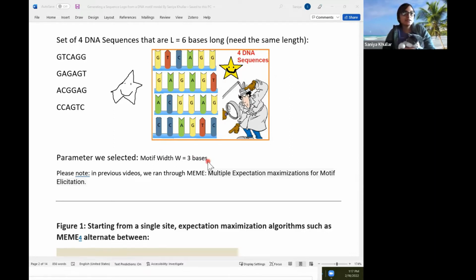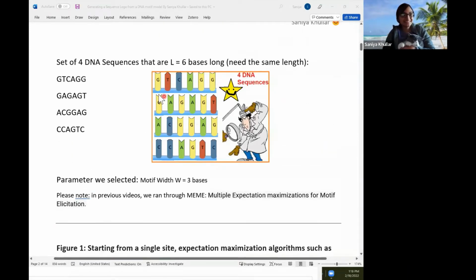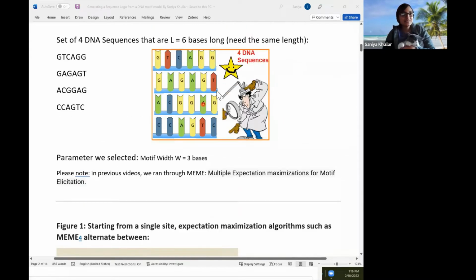But in this case, we chose the motif width of 3 bases. So we wanted to identify the 3 most likely consecutive bases, the motif occurrence in each of these sequences that is most likely. And that could be a transcription factor binding site or another key site of interest as well. So we ran MEME, multiple expectation maximizations for motif elicitation. That's what MEME means here. And we just tried to identify the best motif for this set of 4 DNA sequences, each 6 bases long.